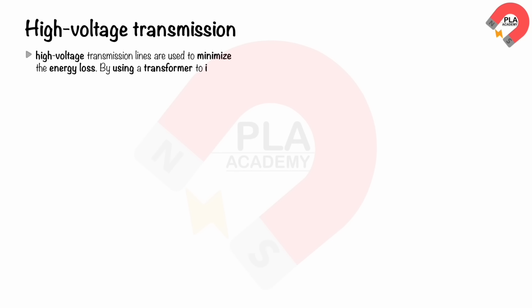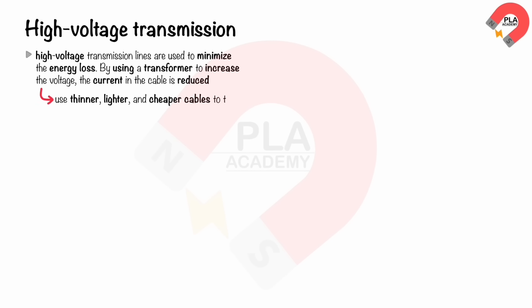High voltage transmission. When electricity is transmitted over large distances, the current in the wires heats them, resulting in energy loss. To minimize this loss, we use high voltage transmission lines. By using a transformer to increase the voltage, the current is reduced. This means we can use thinner, lighter, and cheaper cables to transmit the same amount of power, for example, aluminum cable.